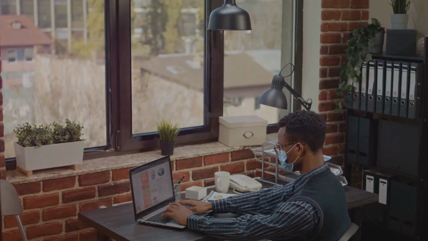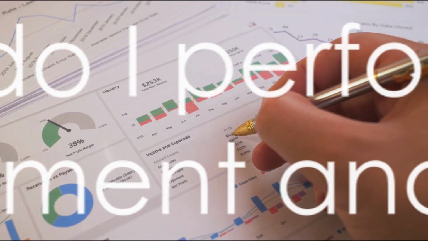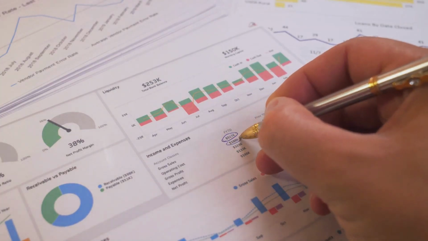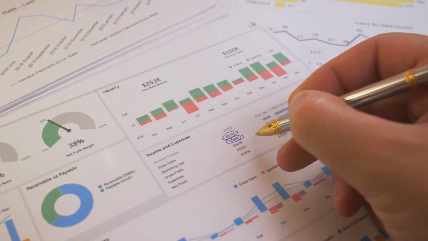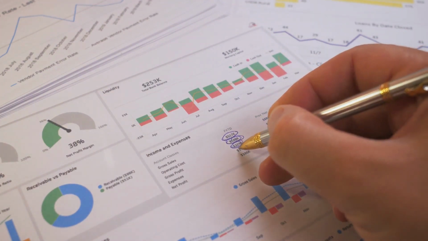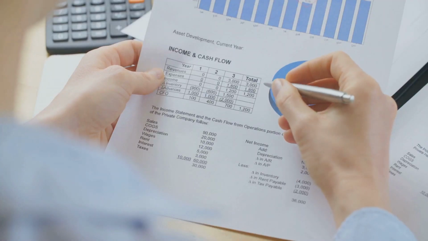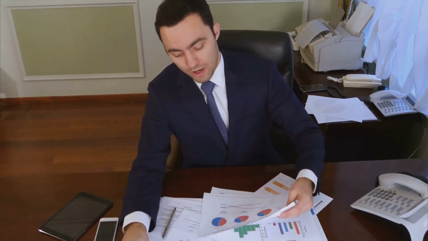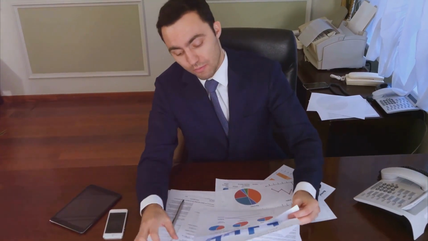So how do I perform an investment analysis? Investment analysis is a crucial process for any investor looking to make informed decisions about where to put their money. One key aspect of investment analysis is fundamental analysis, which involves assessing the financial health and performance of a company or asset. This can include looking at things like revenue, earnings, and market share.